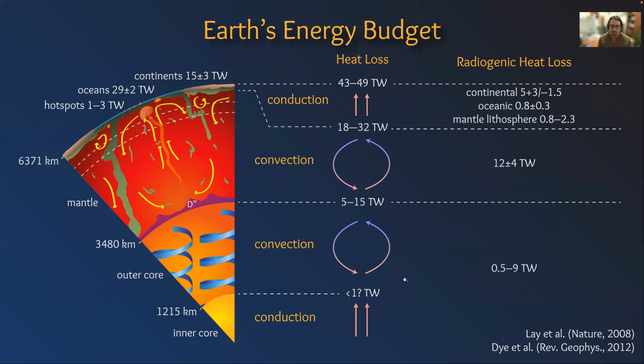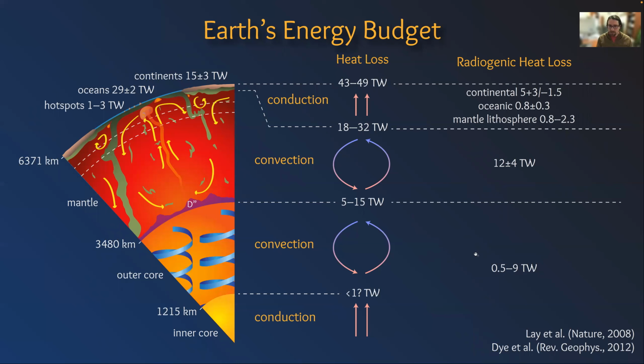So how does the Earth lose its heat? Well, starting in the core, the Earth loses about a terawatt of power. That's transferred to convection within the outer core, which loses about 5 to 15 terawatts to the mantle. There's another convection that occurs within the mantle, and then that transfers another 18 to 32 terawatts into the base of the lithosphere. And then out the surface of the Earth, we get about 43 to 49 terawatts. Now, in terms of the heat loss, about 29 terawatts is lost through the oceans, and only 15 terawatts is lost through the continents.